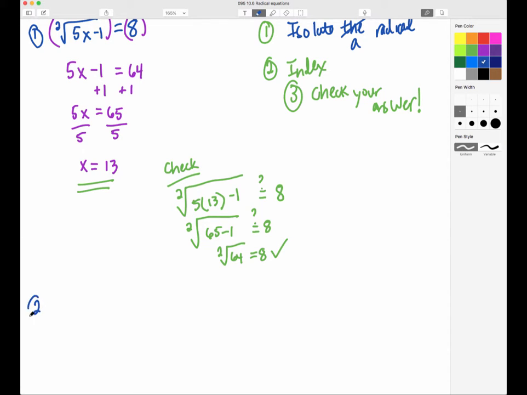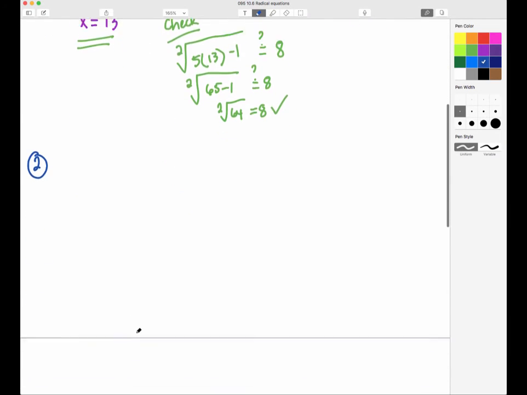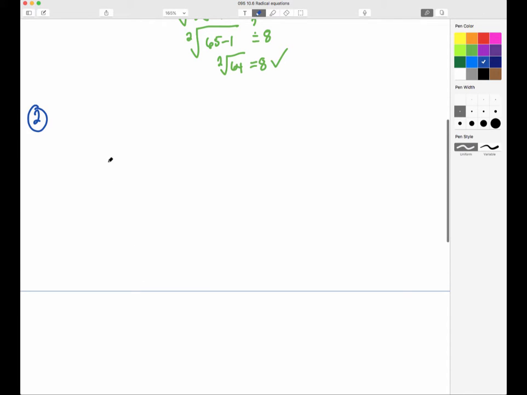Let's try another problem. Let's take the square root of 2x plus 5, and we'll add 11 to it, and that is equal to 6.